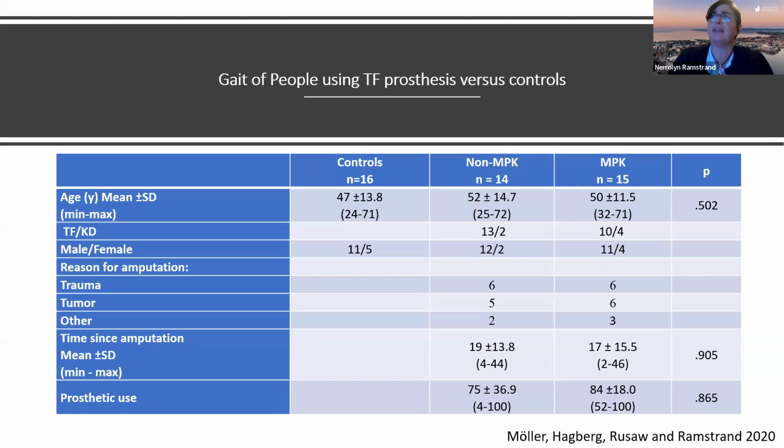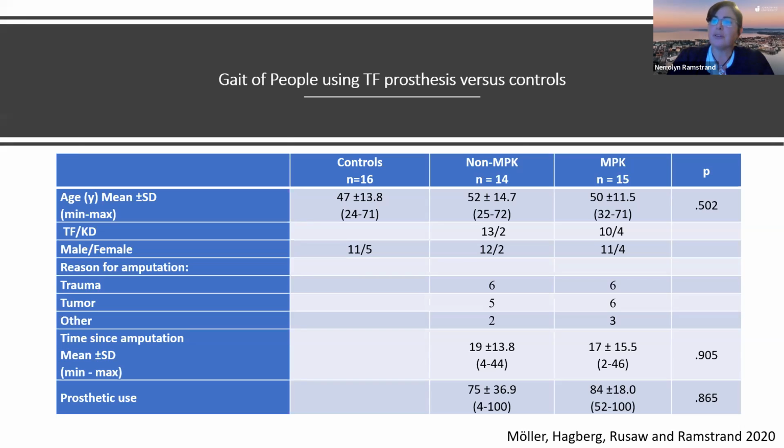And what we did here is we had 16 controls who were individuals who had no physical issues. We had transfemoral prosthesis users. We had a group of 14 who had non-microprocessor controlled knees and a group who had microprocessor controlled knees. Now, it's always tricky when you start to do research with microprocessor controlled knees. It gets very expensive. The idea of randomizing groups would have been very nice, but not practical. So we tried to get groups that were relatively similar in age. You can see the distribution between males and females here.